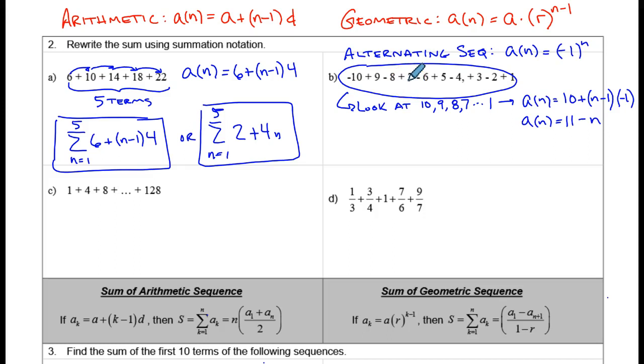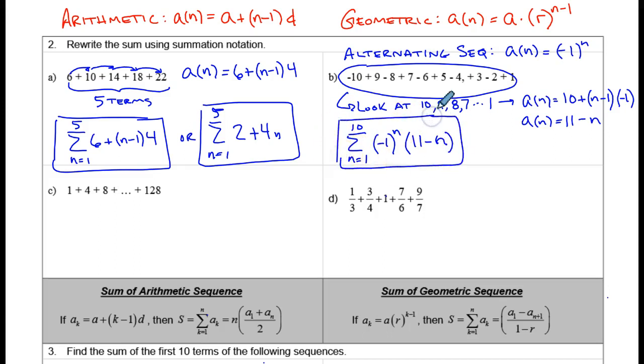So what does this look like in summation notation? Well, it's going to be this. We're going to sum from n equals 1 to 10 because there are 10 terms in this sequence. And then I have my multiplier that alternates the terms back and forth. And then I'm going to multiply by the arithmetic sequence of 11 minus n. So what happens if the first term is positive and then the second term is negative? All you have to do for that, folks, is put n minus 1 as this exponent. That'll force the first term to be positive and then the second term to be negative.